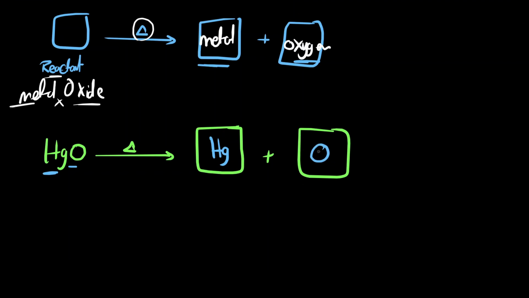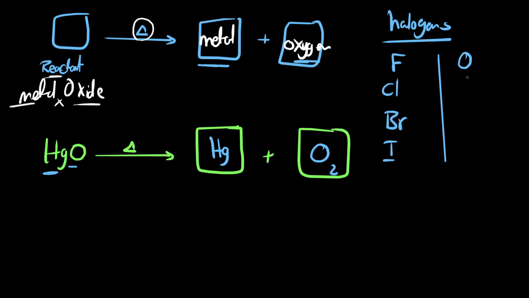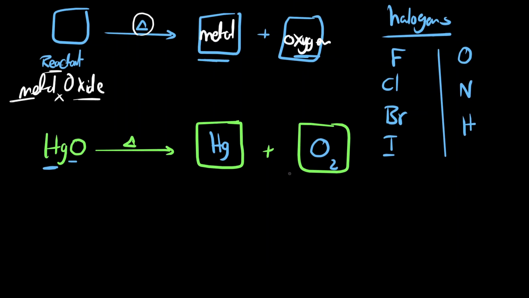So why did I say O2 and not only O? There are nonmetals that can exist separately in the normal state. Those nonmetals are the halogens, which are fluorine, chlorine, bromine, iodine, and some other nonmetals like oxygen, nitrogen, and hydrogen. So in this case, it's O2.